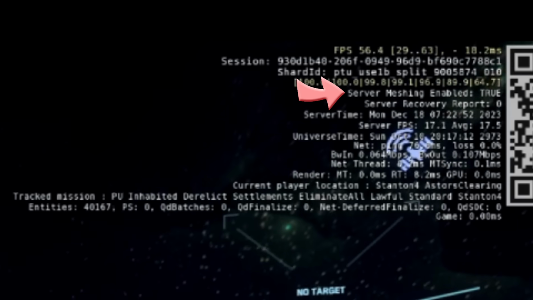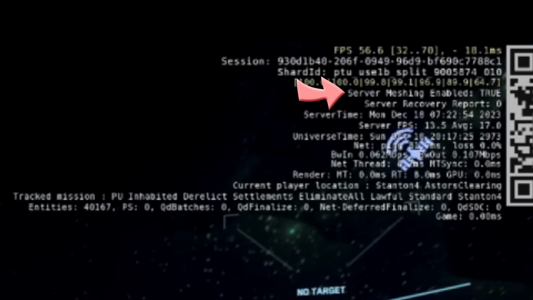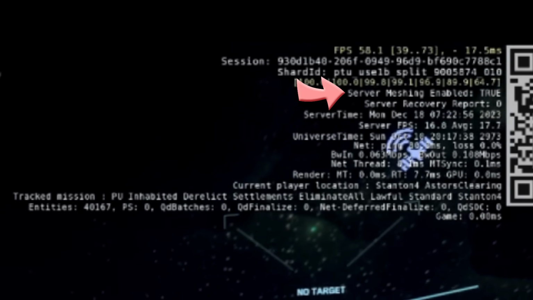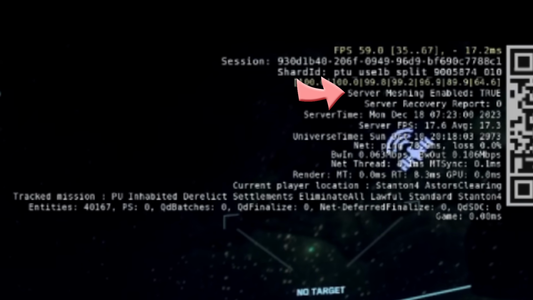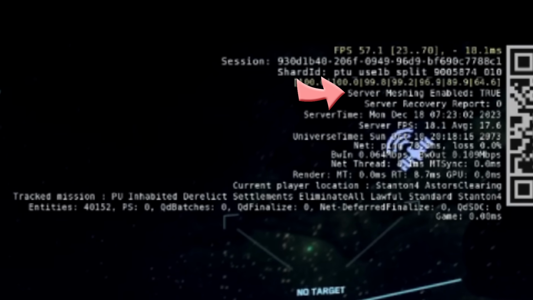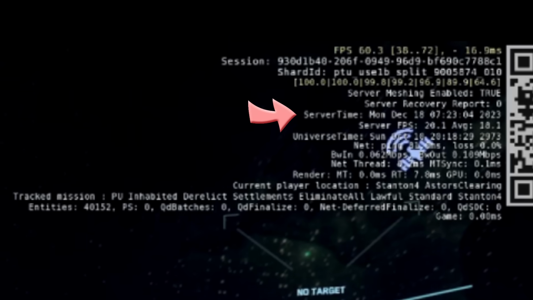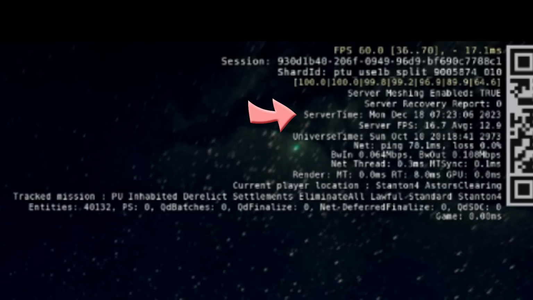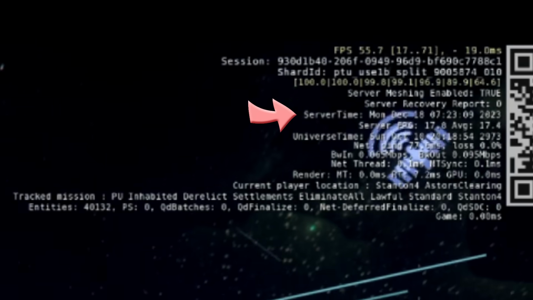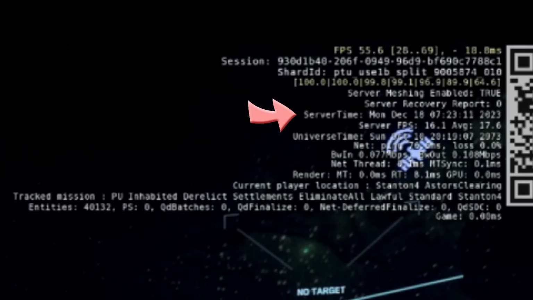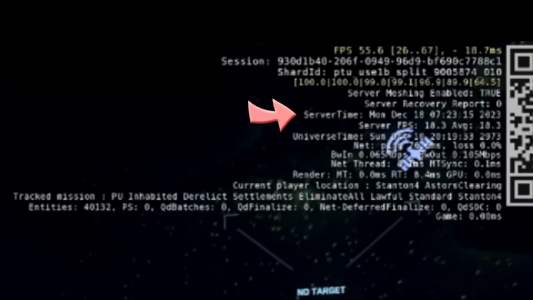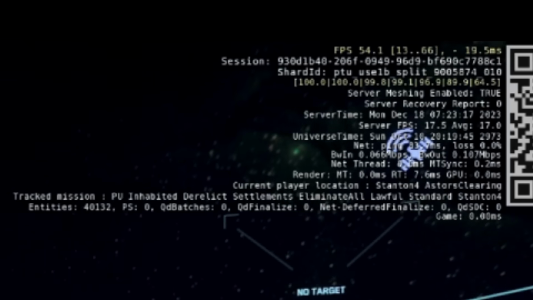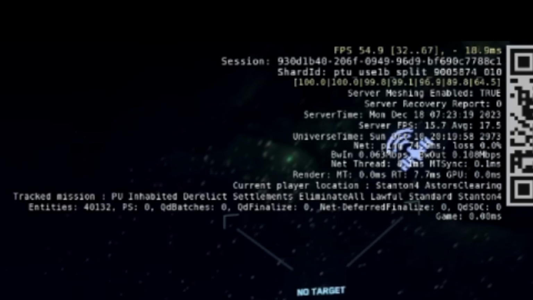The next line is server recovery reports, and since server recovery is currently not happening, this will always be zero. But in the future, this will represent the number of 30K crashes that didn't happen. Next up is the server time. This is the current time in UTC, or Universal Time Coordinates, also generally known as Greenwich Mean Time. Interestingly, before you connect to the data center itself, this will show as January 1st, 1970, which in Unix systems is how the number 0 converts to a date.